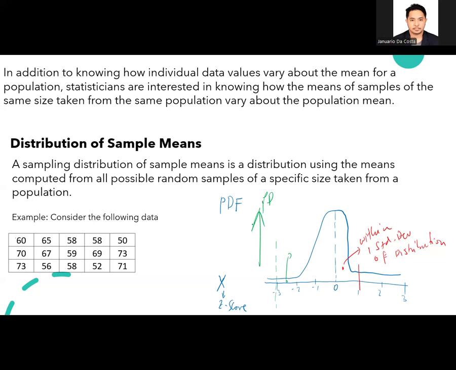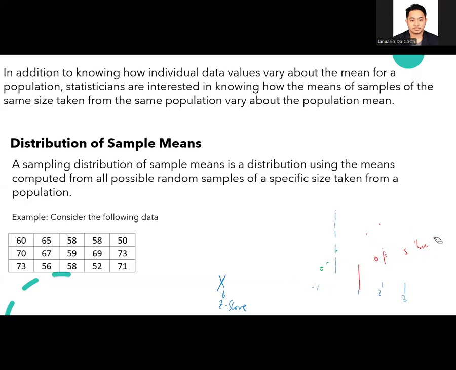Do you understand the concept? Yes, teacher. So up to this point you understand how individual data values vary about the mean. You learned about discrete data sets and then continuous data sets. So far these are all the concepts we've been talking about from chapter 1 until chapter 5 and chapter 6 of this class.